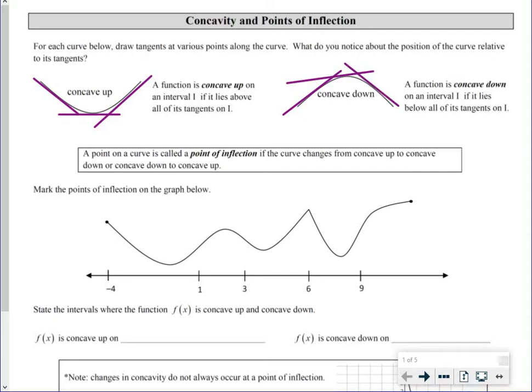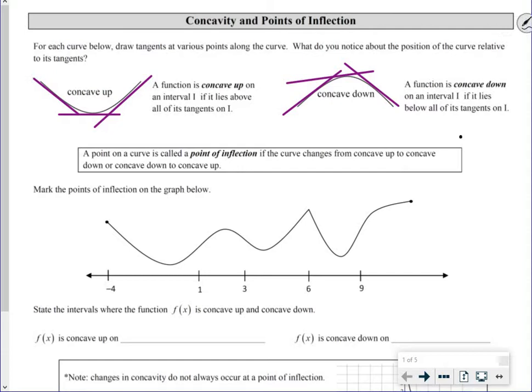Okay, so a function is concave up if it lies above all of its tangents on that interval, and it's concave down on an interval if it lies below all of its tangents on that interval. So a point on a curve is called a point of inflection if the curve changes from concave up to concave down, or from down to up.